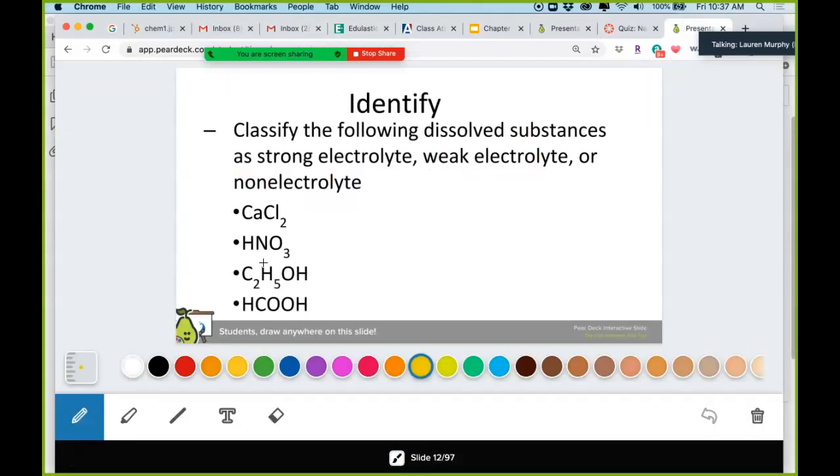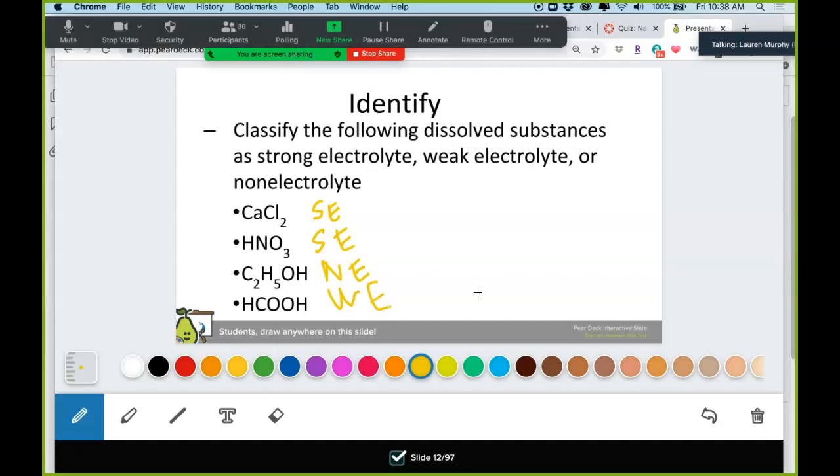Okay, so calcium chloride is a strong electrolyte. Metal, non-metal, it's a salt. Nitric acid is a strong acid, so it's a strong electrolyte. Okay, this is an alcohol. It is a non-electrolyte. It's all non-metallic. Now this is an acid. Its name is formic acid, but it's not one of my strong acids, so by default it's a weak acid, which makes it a weak electrolyte. Questions?